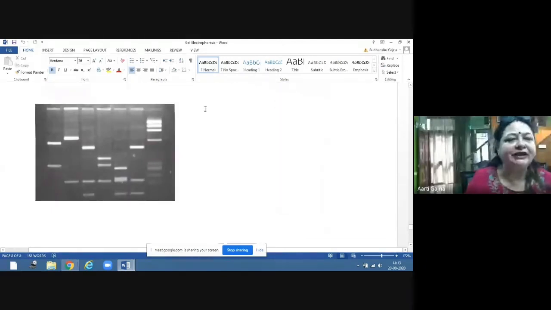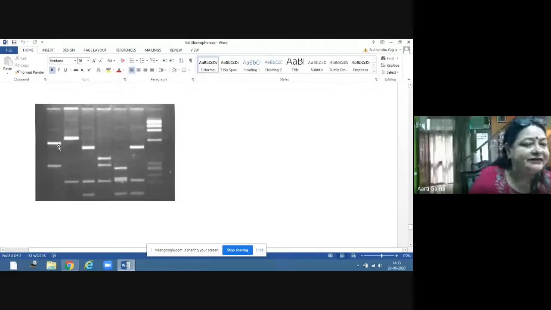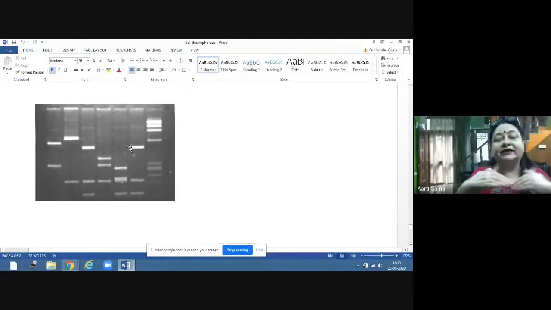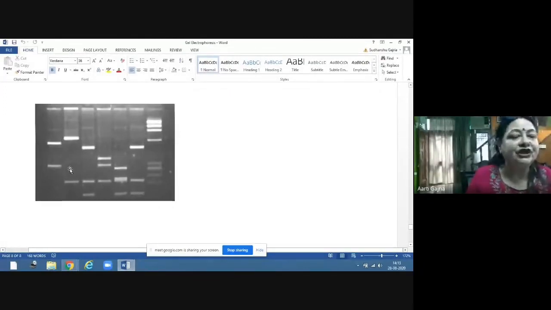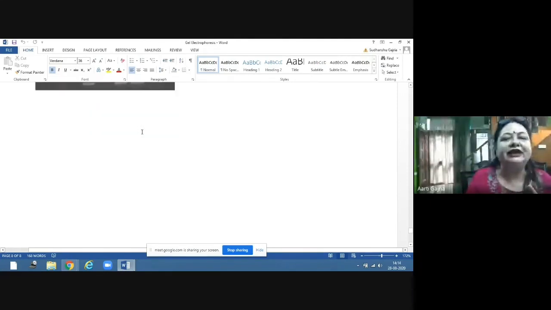Ultimately it will look like this. Here you cannot see the colors, but otherwise these are bright orange. When we see it under ultraviolet radiation, we see these bands as bright orange colored bands. Here you can just see the glowing. The orange bands are those of the DNA fragments. So the DNA fragments have now been separated after this process of gel electrophoresis.